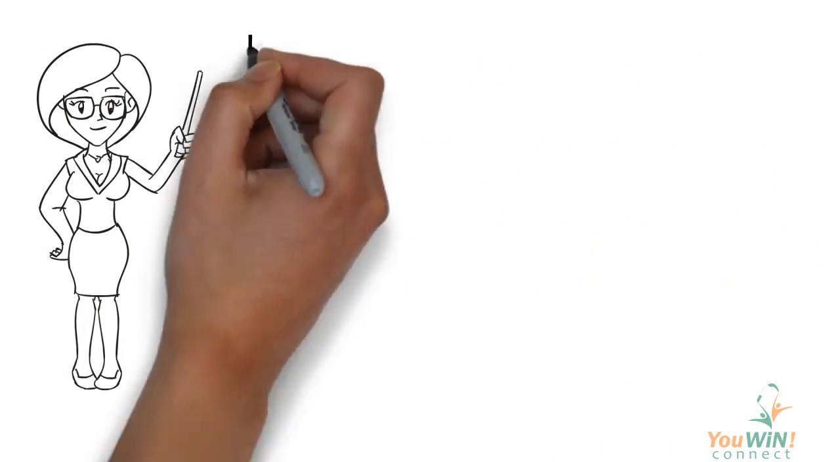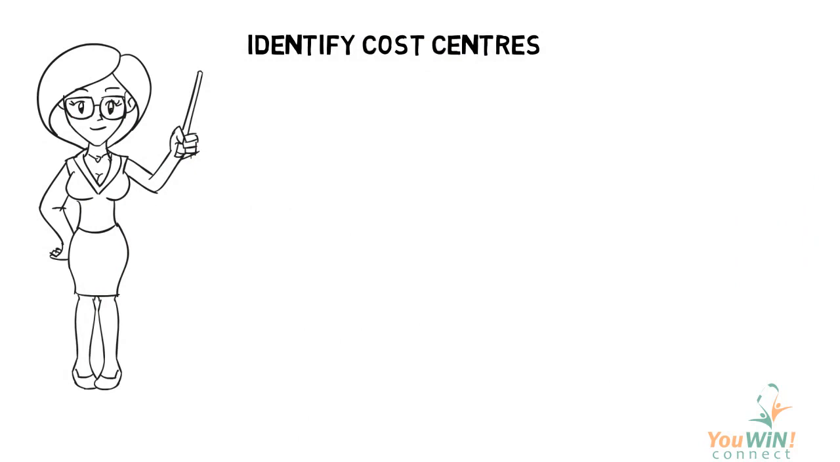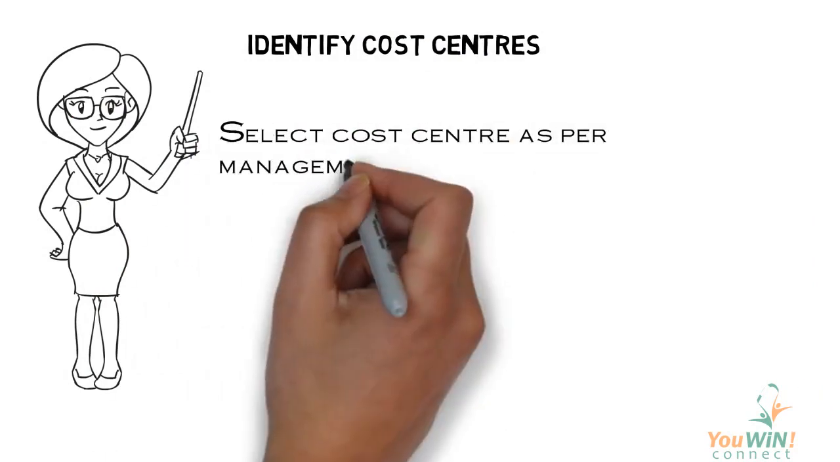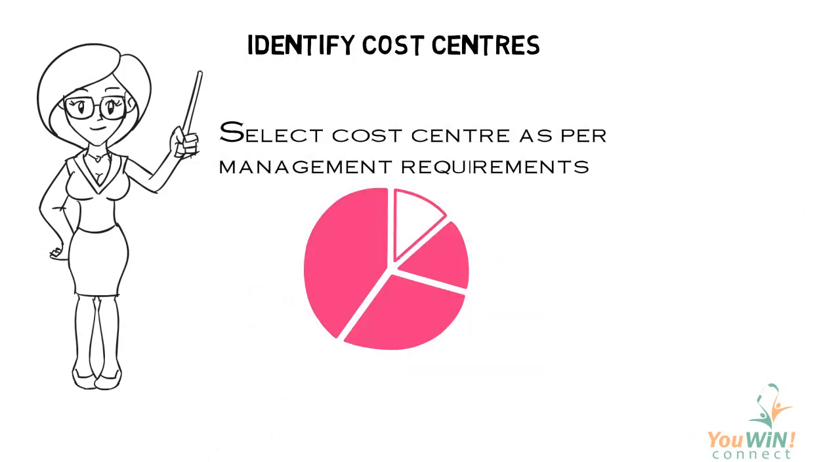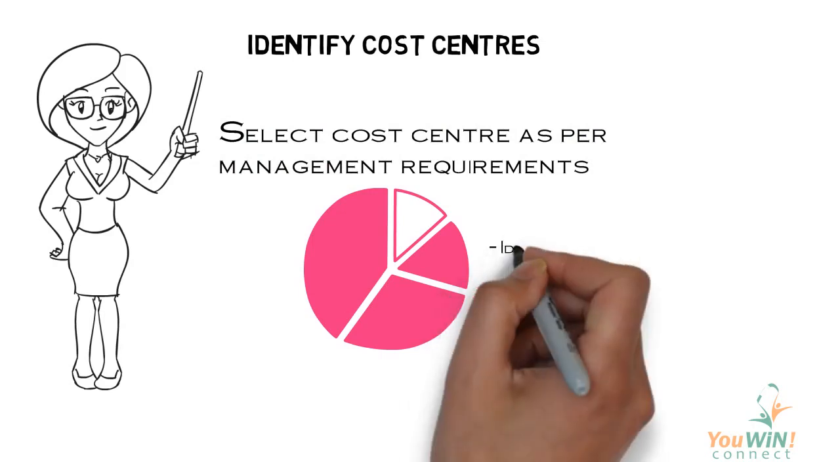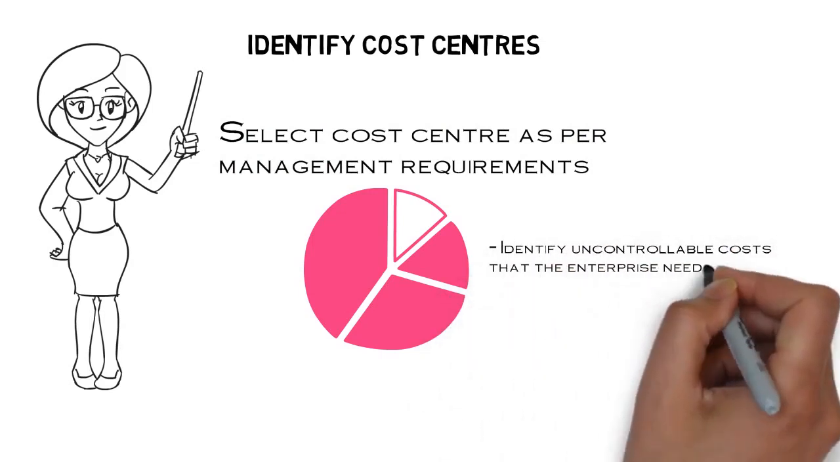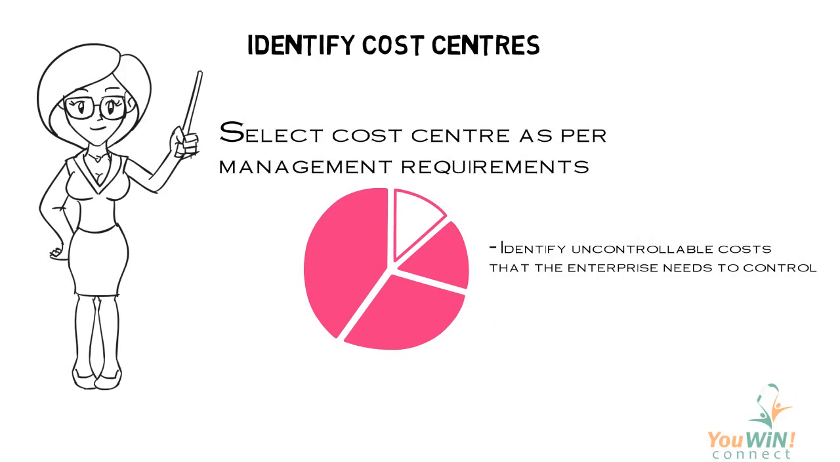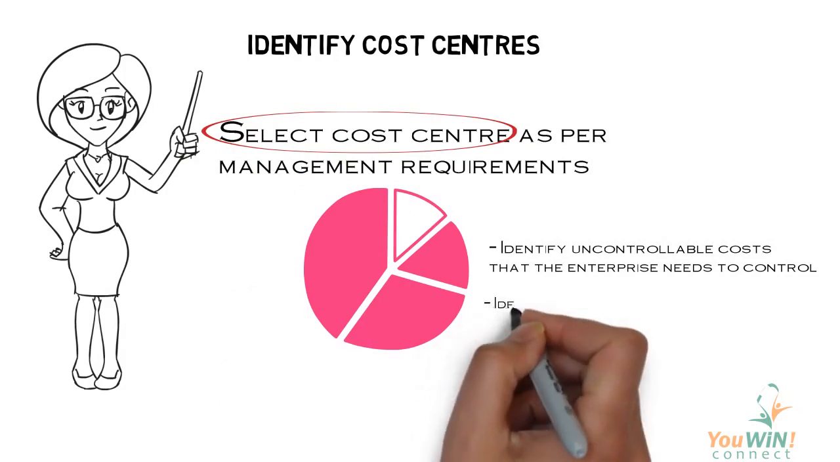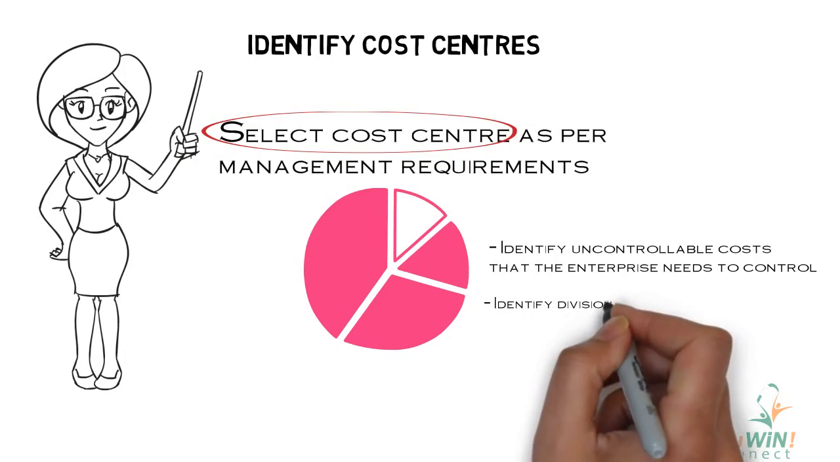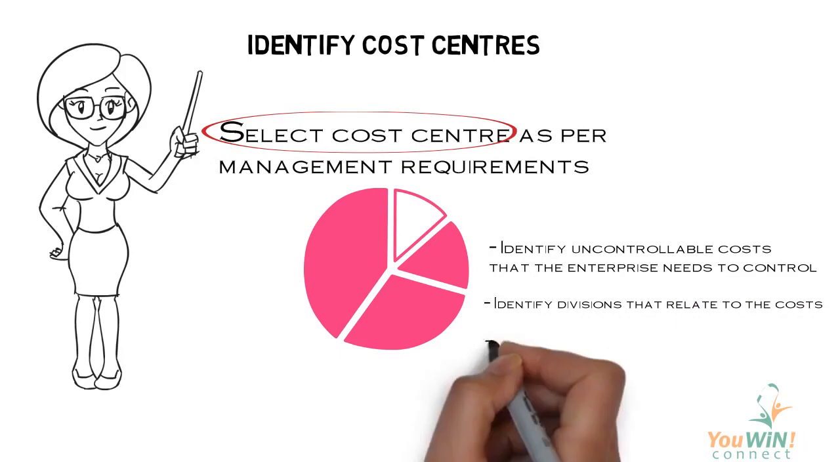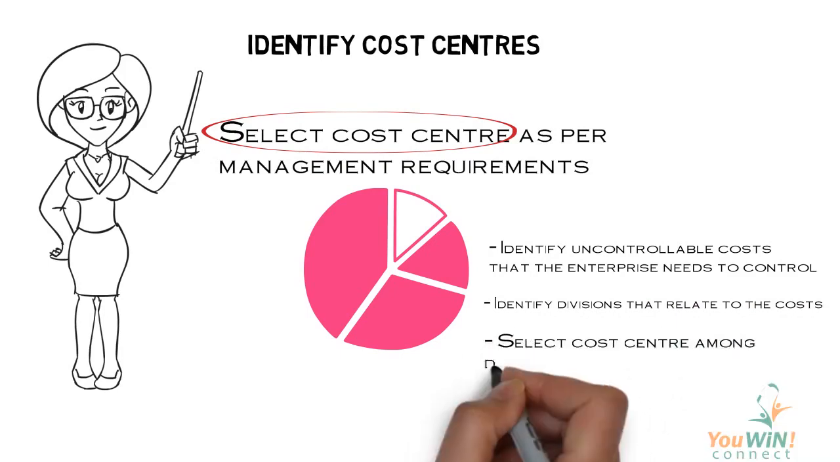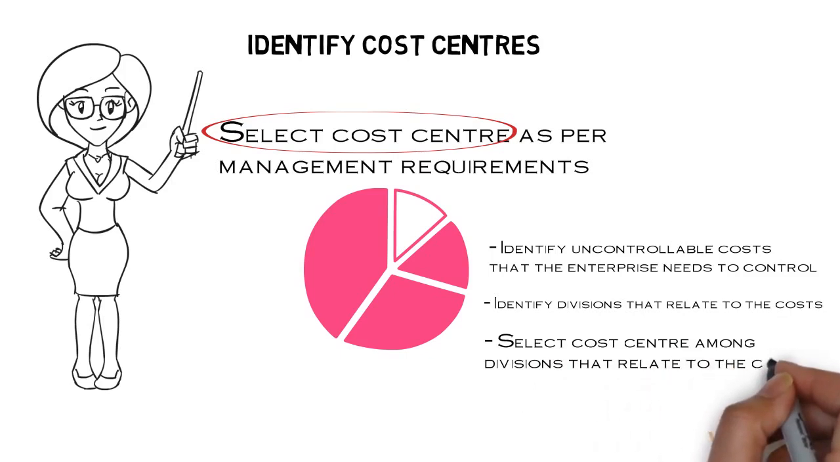Step 1. Identify cost centers. Select cost centers as per management requirements. This also can be broken down into steps. The first step is to identify costs that need to be controlled. This has to do with selection of the cost center. Identify uncontrollable costs that the enterprise needs to control. Identify divisions that relate to the cost. And select cost center among divisions that relate to the cost.